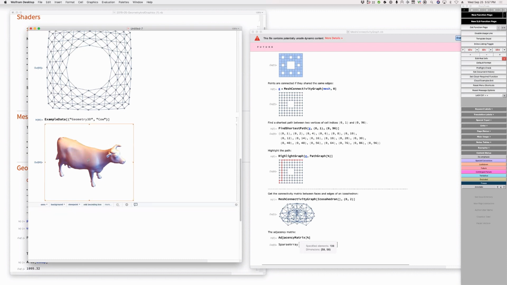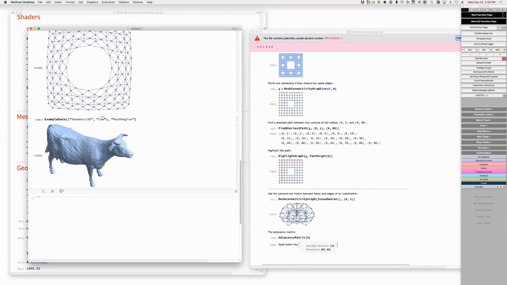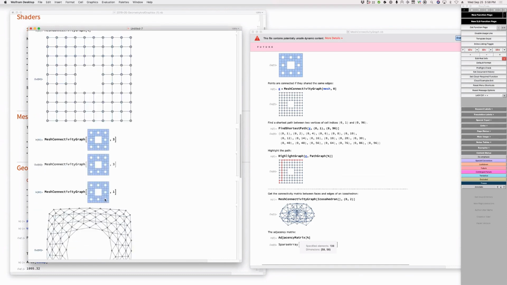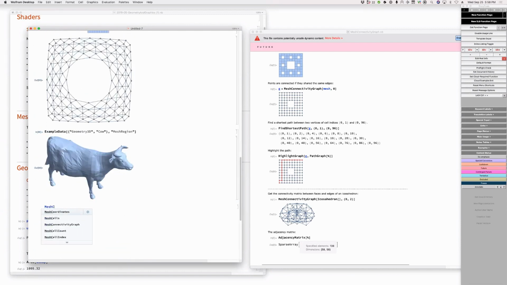You should probably request a mesh property. Oh yeah, let's get it as a mesh because this operates on meshes. Otherwise, you need to convert it to a mesh and stuff like that. Is this a Graphics3D here? Yeah. So what do I get out from example data, just as a mesh region directly? Now you have the right thing. Okay, so now I can say mesh connectivity graph of that guy, and the default is points. So it's going to be a cow-like graph.